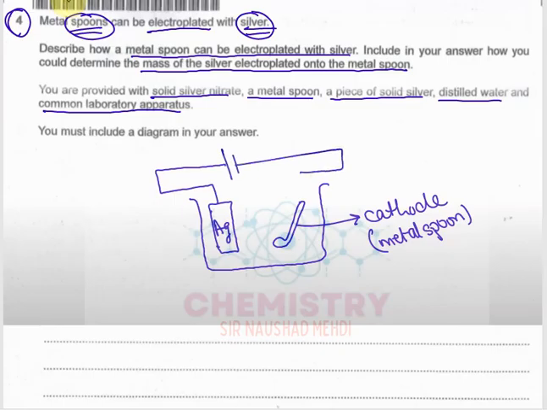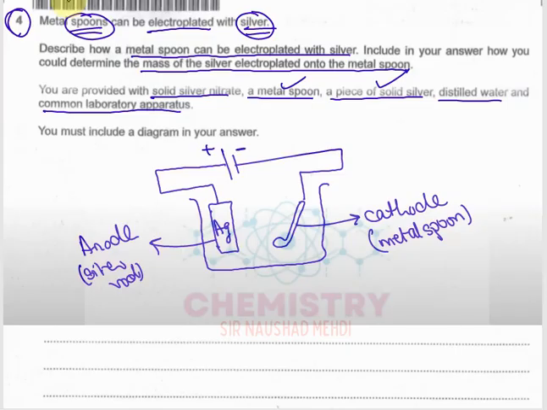So this is your anode, which is made up of silver, a silver rod. In the question, we have used a piece of silver rod, or solid silver, and we have used this metal spoon also. Now this is your anode and this is your cathode. So cathode is negative and anode is positive.